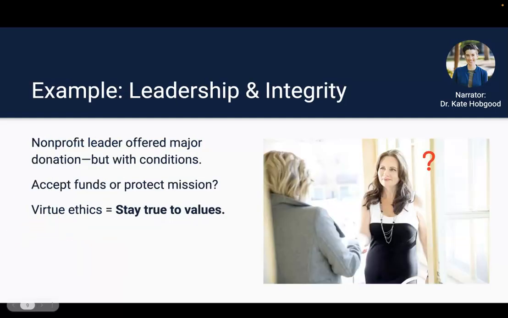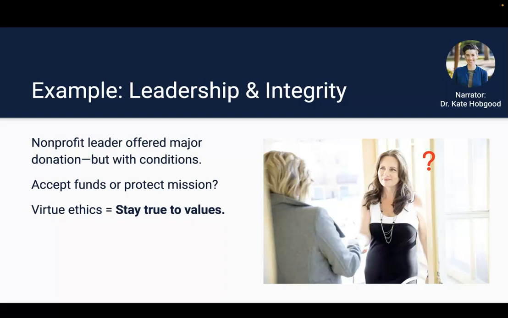One example is, let's say a nonprofit leader is offered a large donation, but only if they shift focus away from underserved communities. So we can see already the ethical dilemma. A virtue-based leader might refuse the money to protect their mission, even though it means financial hardship. Ethical leadership often requires standing firm in our values.